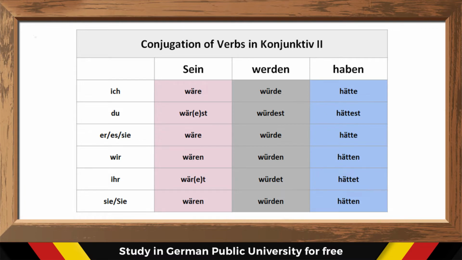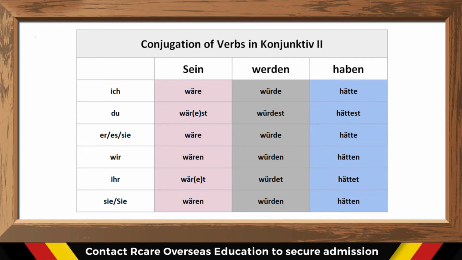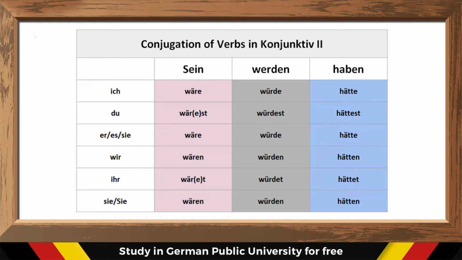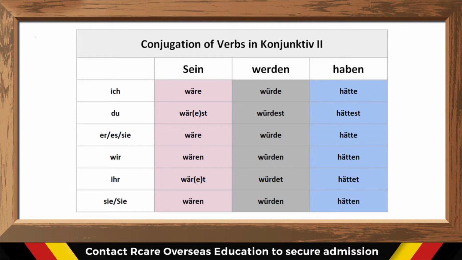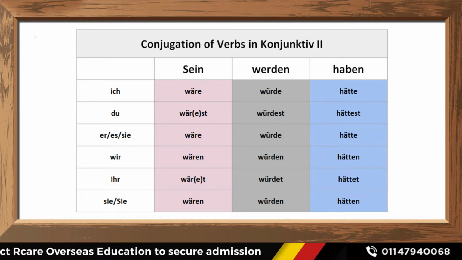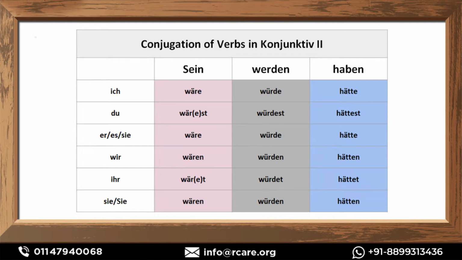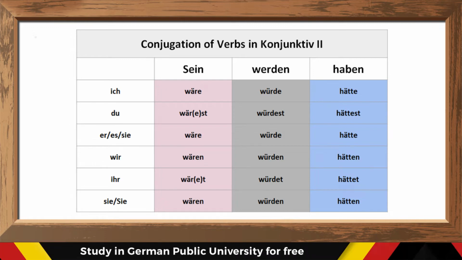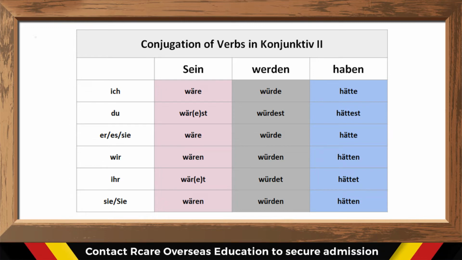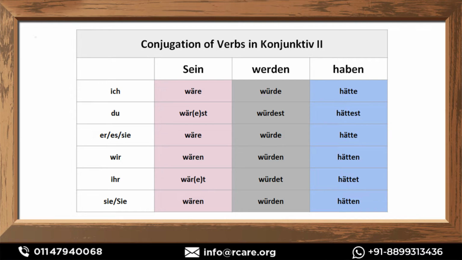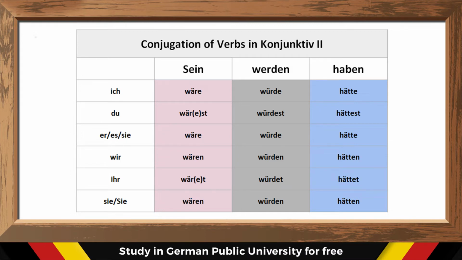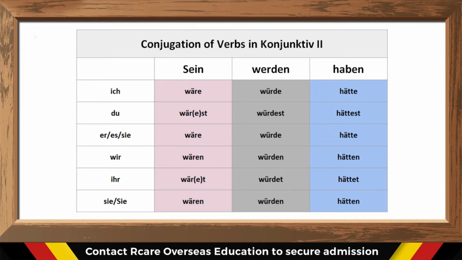Now we'll learn the conjugation of werden in Konjunktiv II form. So ich würde, du würdest, sie würde, wir würden, ihr würdet and sie würden. Now comes haben. Ich hätte, du hättest, sie hätte, wir hätten, ihr hättet and sie hätten.